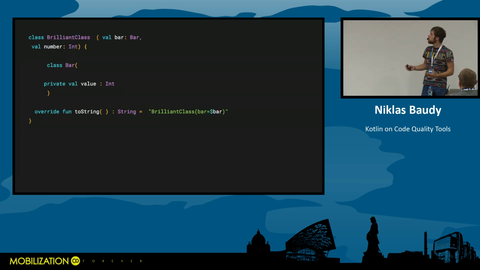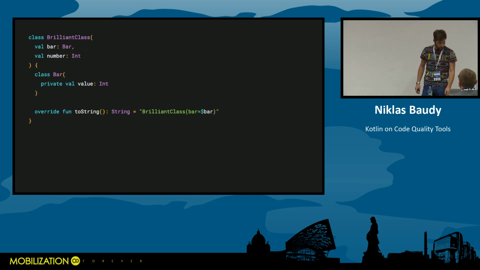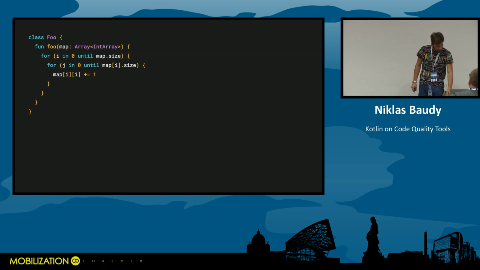Another example is this class, which is completely not formatted. Everything is on its own indentation, everything is on its own line, and instead it should look something like this. So it's nicely aligned, and the spacing is correct, and also according to the style guides.